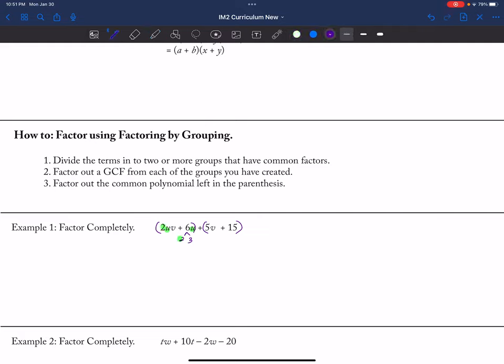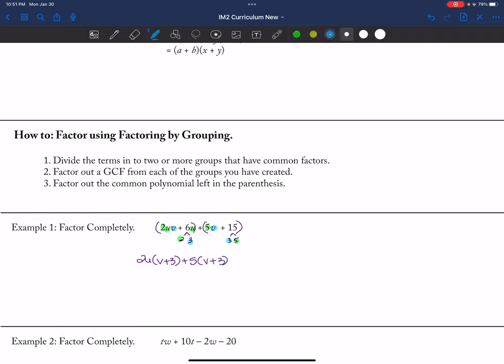So I'm going to factor out a 2u out of my first parentheses. And what am I left with? I'm left with a 3 and a v, so I'm left with v plus 3. Then I have a plus sign. Now 15 is the same thing as 3 times 5, so when I look at what's in common in my last two terms, I have a 5 in common, and all I'm left with is a v and a plus 3. So I'm going to factor out a 5, and I'm left with a v plus 3.